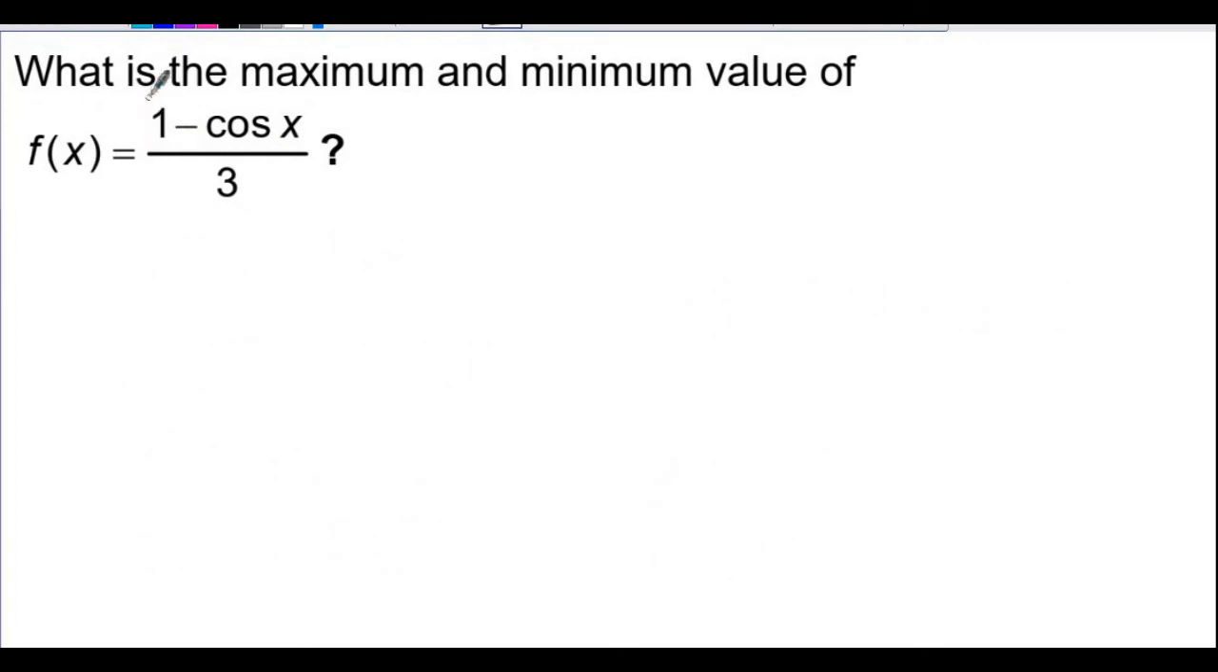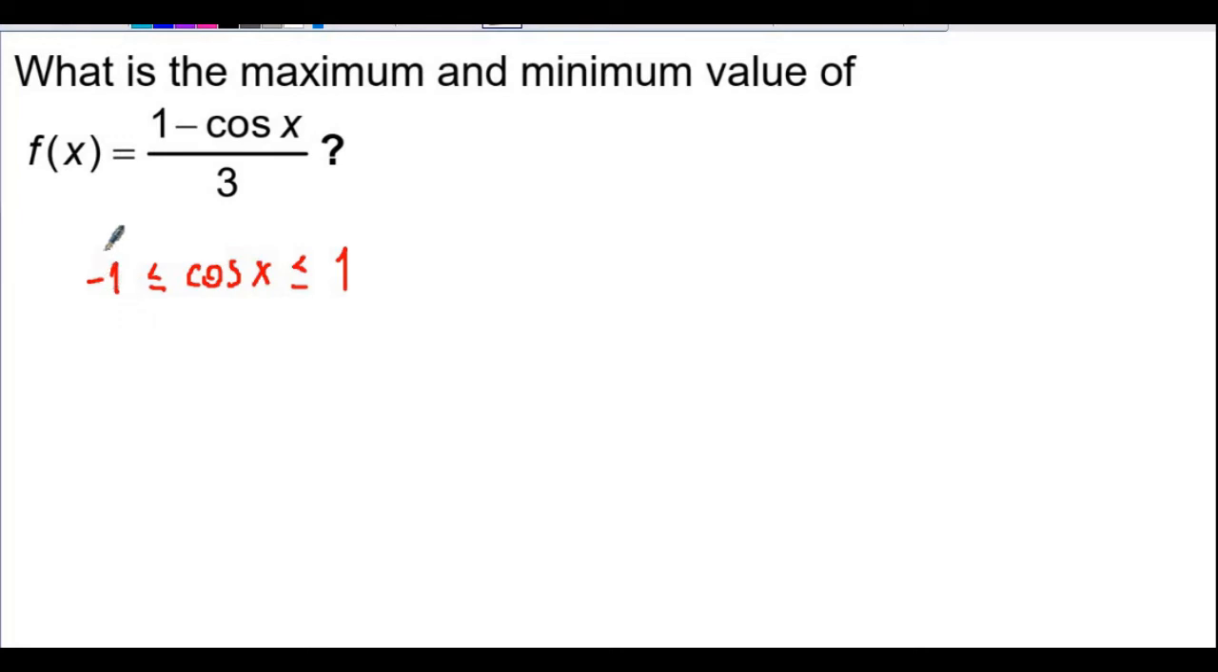next example. What is the maximum and minimum value of f of x equals 1 minus cosine of x over 3? So we are going to do the exact same thing. Whatever we have done here, we will do the same thing. We can first find the negative cosine of x. So we should remember that -1 is less than or equal to cosine of x and less than or equal to 1. So the first thing we should do is find negative cosine of x.